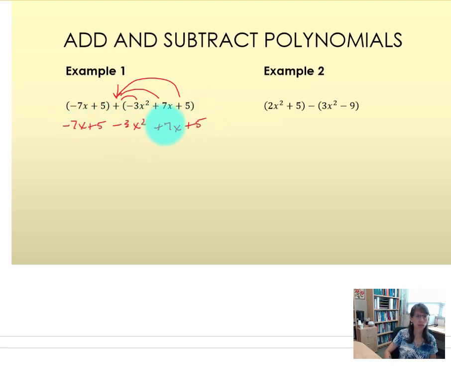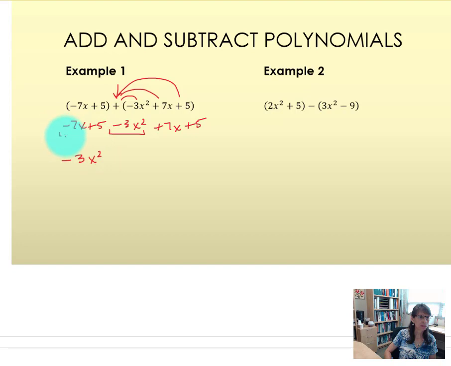So scanning, I'm looking for like terms to combine. I see that negative 3x squared is the only term with x squared. So I start with that highest degree term. Remember, degree is just another name for the exponent.